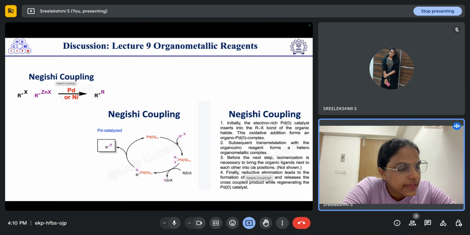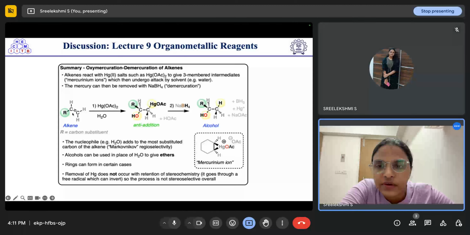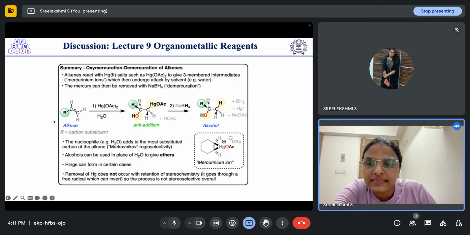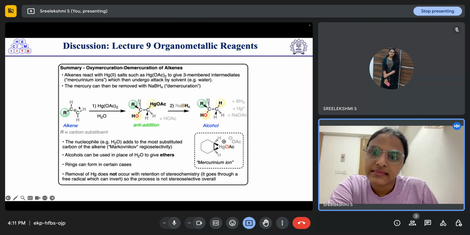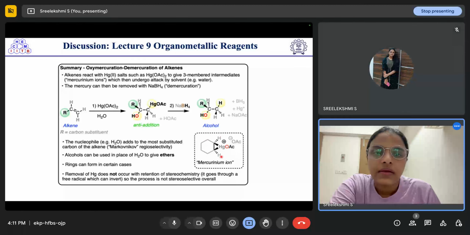Now, that's all about organo-zinc reagents. Now we have seen organo-mercury reagent mediated reactions, which is basically oxymercuration-demercuration of alkenes, where the alkene reacts with mercuric acetate, or mercury(II) compounds, to form an alcohol as the product. First, the alkene reacts with mercuric acetate to form a three-membered mercurinium ion in the first step.